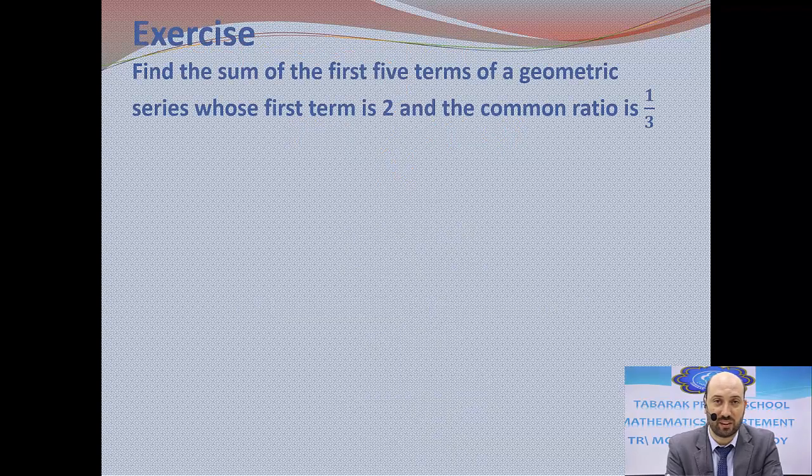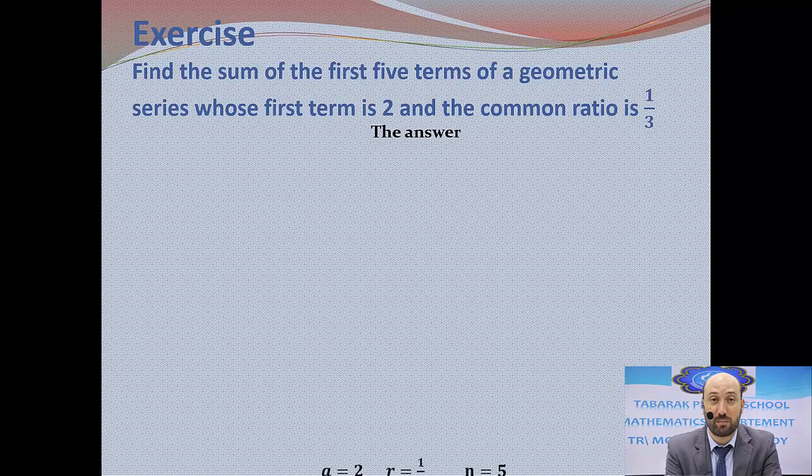And for the next exercise, find the sum of the first 5 terms of a geometric series whose first term a is 2, and the common ratio r is 1/3. So now here we have to know the information we have in the exercise. a equals 2, r equals 1/3, and the number of terms is 5.